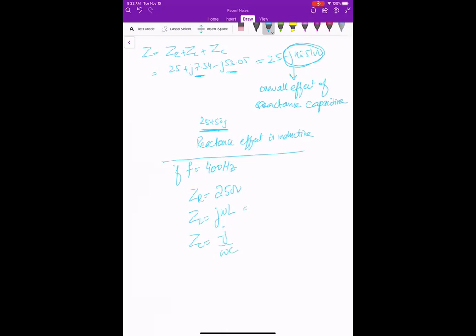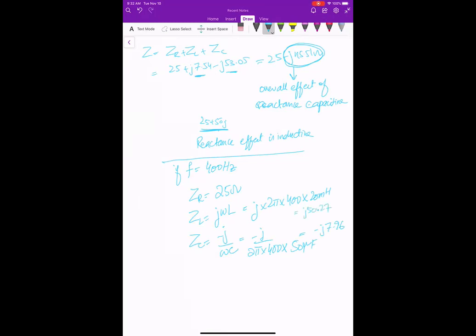So J omega L will make it J into 2 pi into 400 into L, which was 20 millihenry. And similarly, ZC will become minus J over 2 pi into 400 into 50 microfarad. So the answer here will be minus J 7.96, and the answer here will be J 50.27.